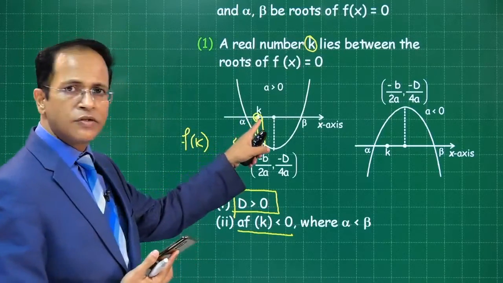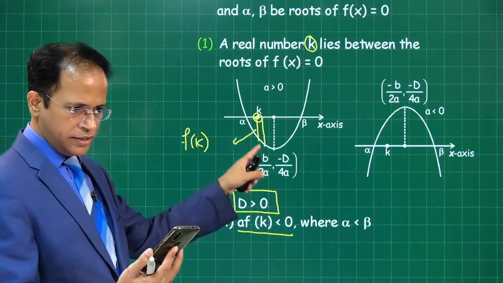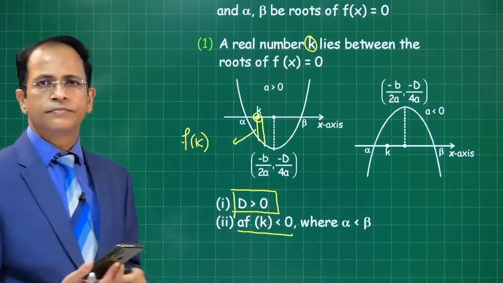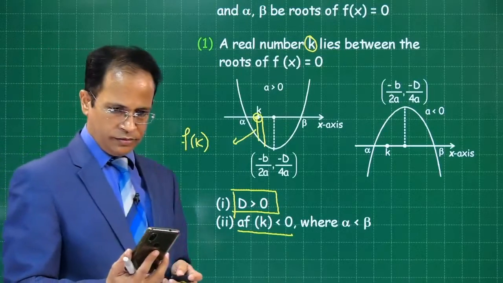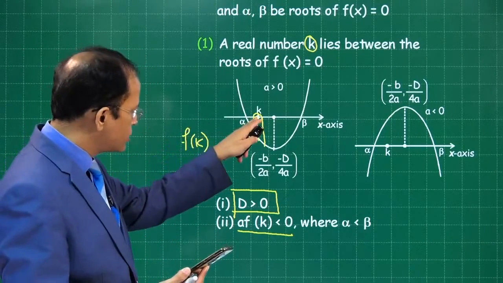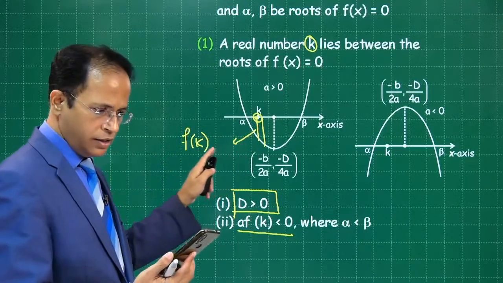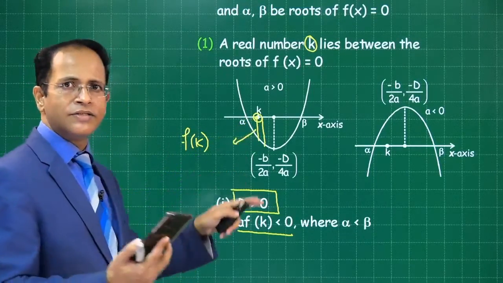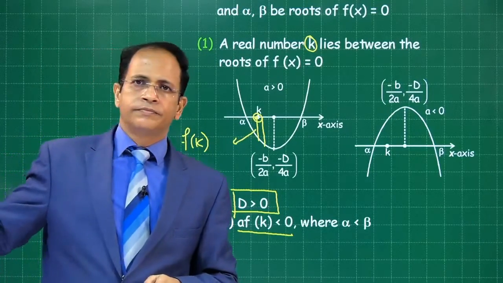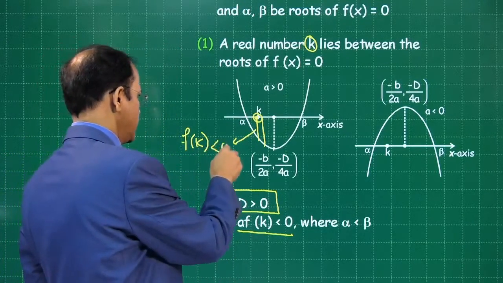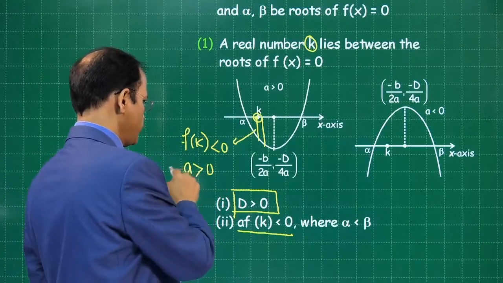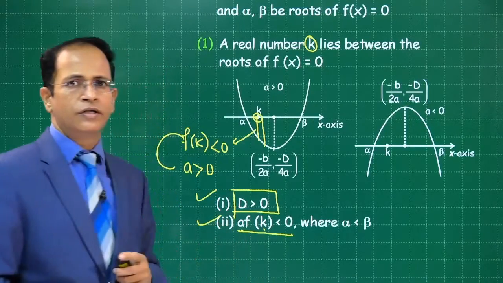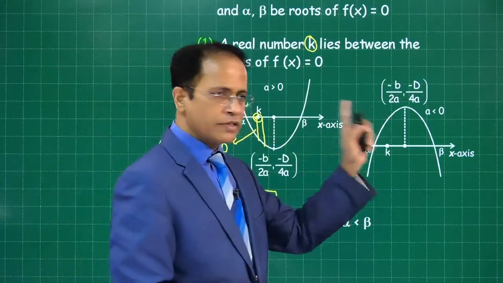Because this is x equal to k. Can you tell me? Is it less than 0 or greater than 0? Come on, fast. Because this is going below the x-axis, for this k the corresponding y will be below the x-axis. This will be less than 0. Now a is greater than 0, yes. So if we multiply, we get a into f of k is less than 0. So these are the two conditions we have for this case and this case also.